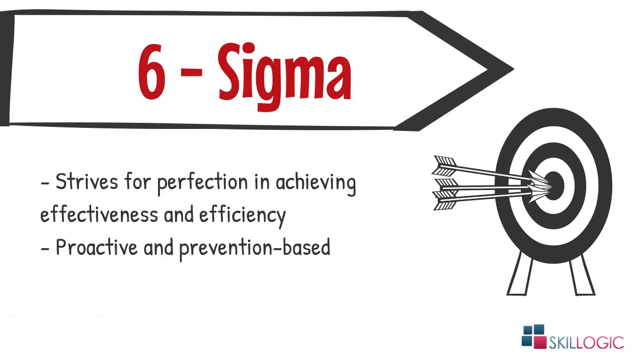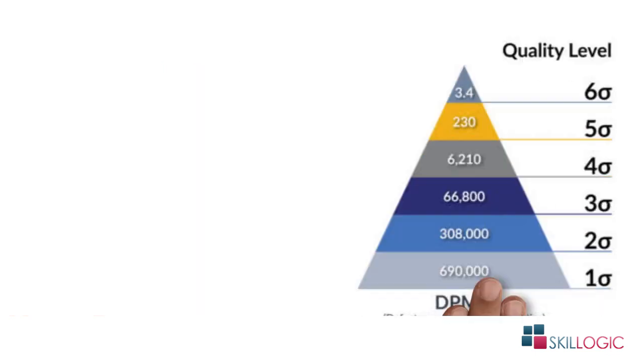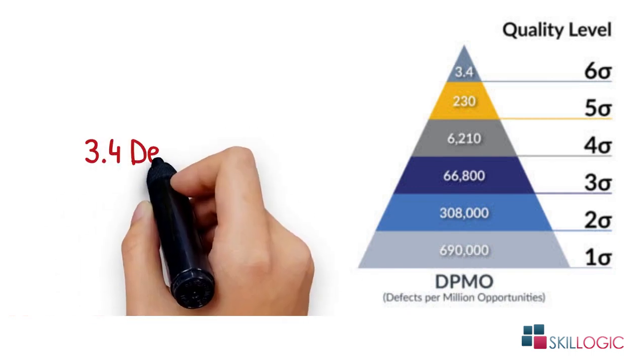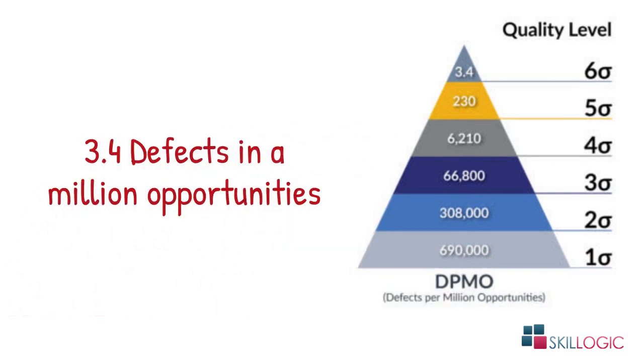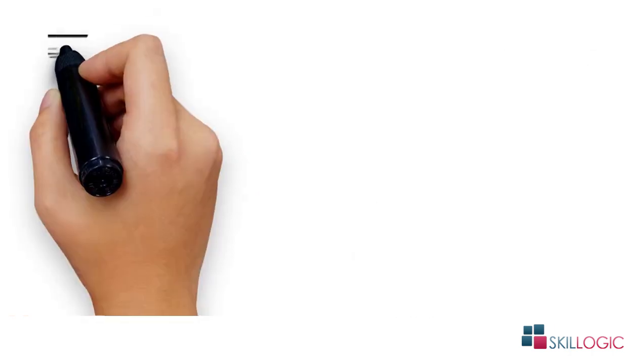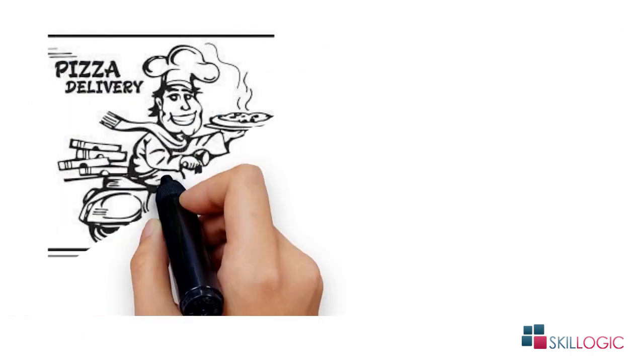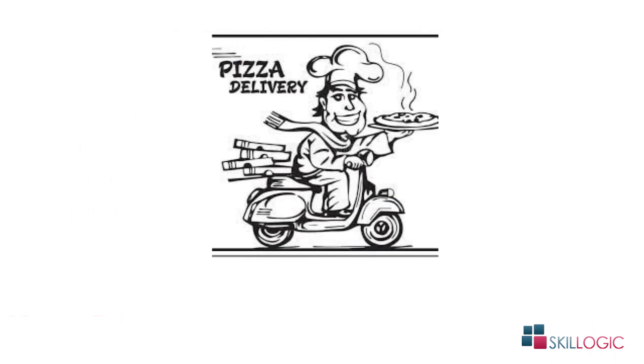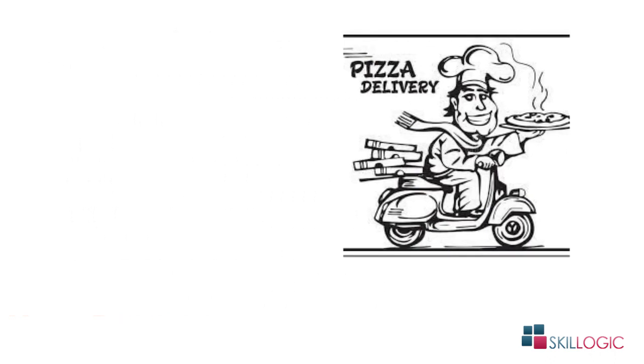A Six Sigma process is very consistent with very little variation and therefore has a very small standard deviation. As a result, only 3.4 parts per million or less are out of specification. Let's take a simple example of what Six Sigma can do. Let's take pizza delivery as an example: a pizza delivery shop that promises order delivery within 30 minutes from the time of accepting an order.